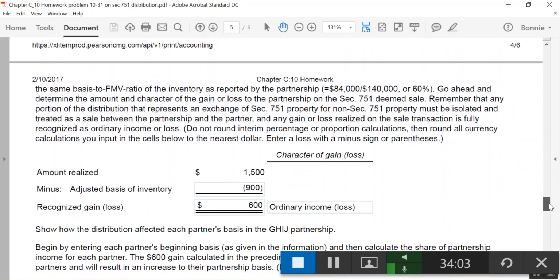So we come down here and we have the amount realized of $1,500, and then we have to figure out the adjusted basis of that inventory that was given up by the partnership in its deemed sale to the partner. The way that we figure out the basis of the inventory, that's just the piece that's sold, because remember, not all of it's sold, only some piece of it was sold.